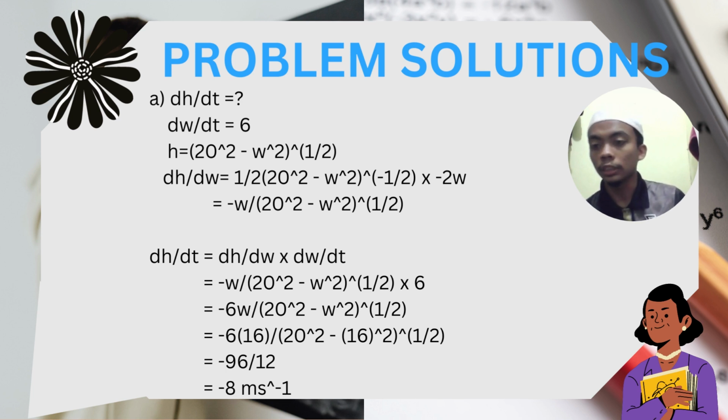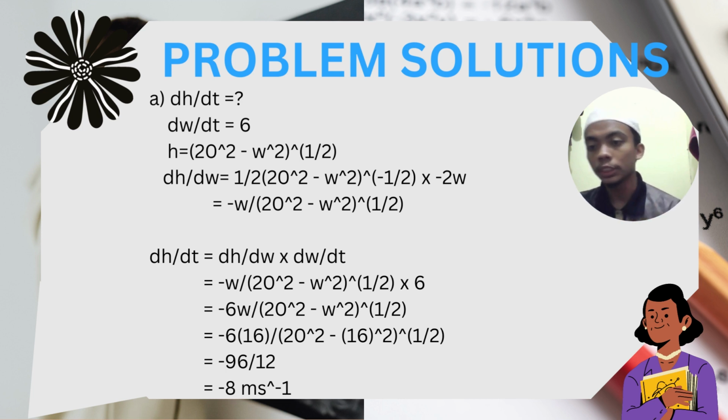In the end we get dh over dw is negative w over (20^2 - w^2)^(1/2), the square root. Next we should replace the values of dh over dw and dw over dt.